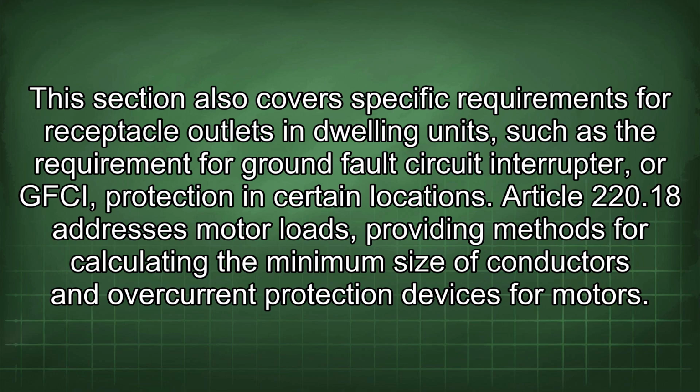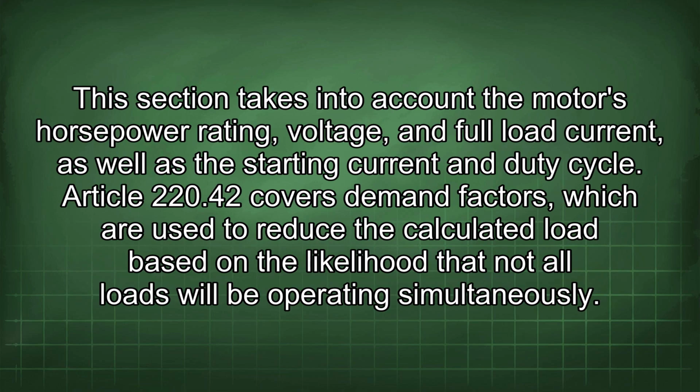Article 220.18 addresses motor loads, providing methods for calculating the minimum size of conductors and overcurrent protection devices for motors. This section takes into account the motor's horsepower rating, voltage, and full load current, as well as the starting current and duty cycle. Article 220.42 covers demand factors, which are used to reduce the calculated load based on the likelihood that not all loads will be operating simultaneously.